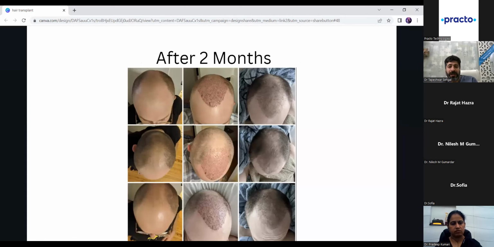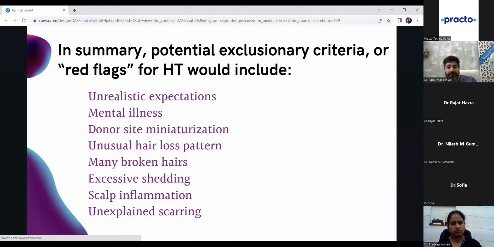This is the progress. At 15 days, 20 days, after 2 months, all these crusts are gone, but the hair density is less. This is the normal pattern with every hair transplant. And in every practice, in every cosmetic surgery, there have to be some cautions when taking up a case, some red flags so that you know when to say no.